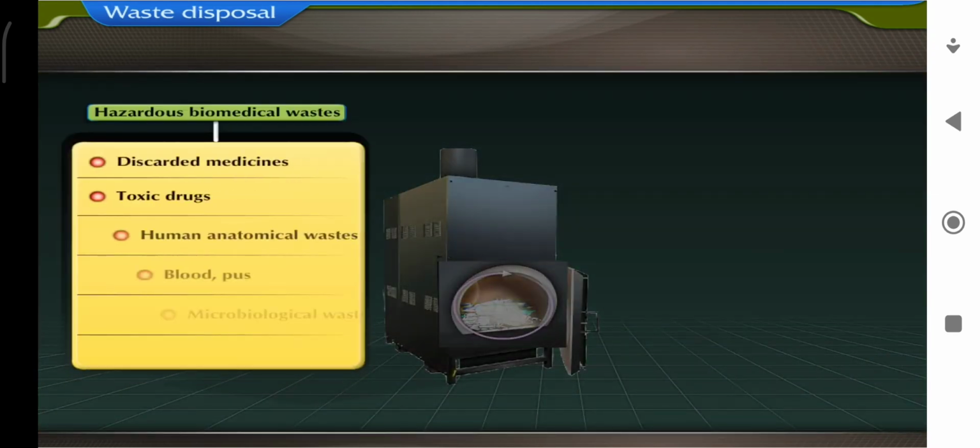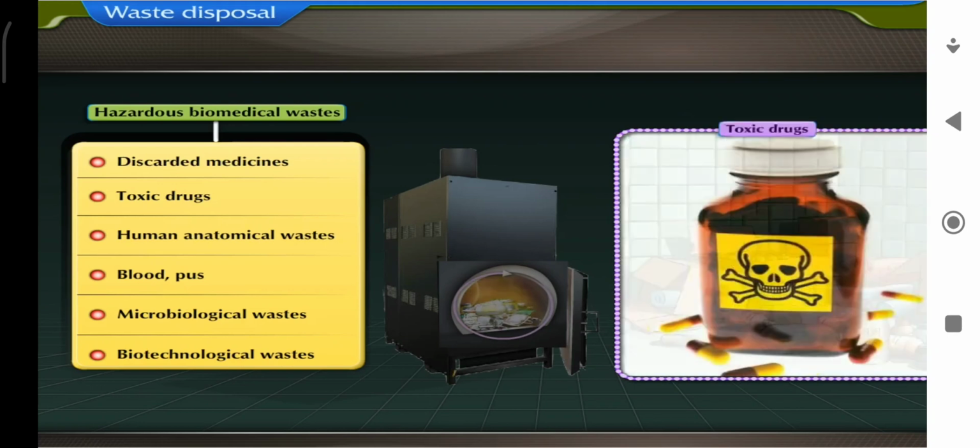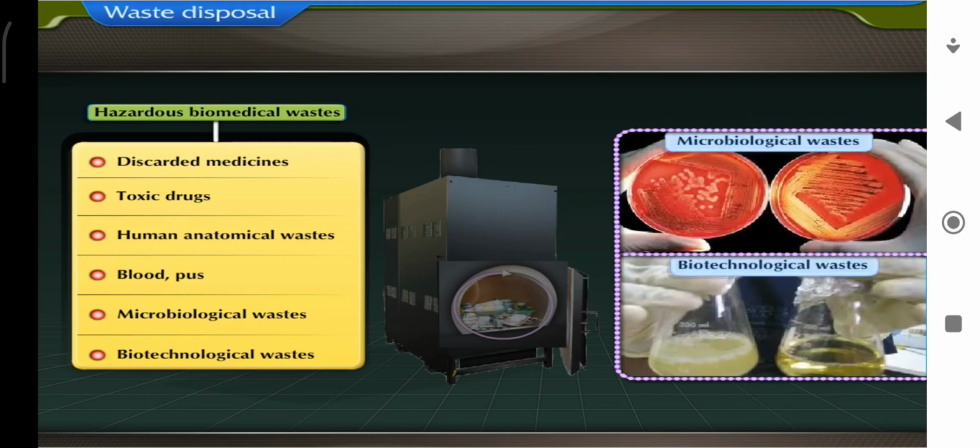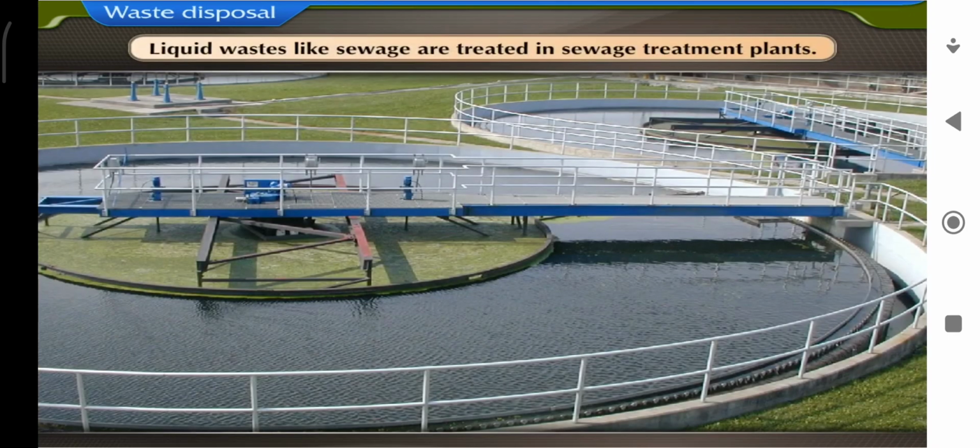Hazardous biomedical wastes such as discarded medicines, toxic drugs, human anatomical wastes, blood, pus, microbiological and biotechnological wastes, etc. are usually disposed of by incineration. Liquid wastes like sewage are treated in sewage treatment plants.